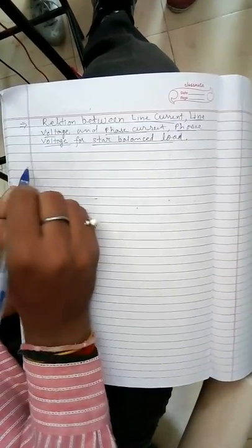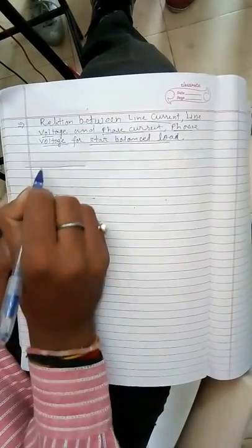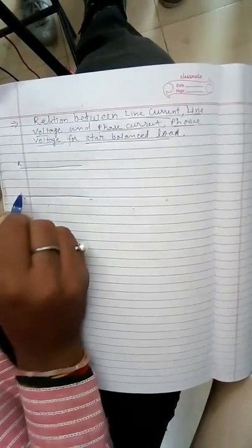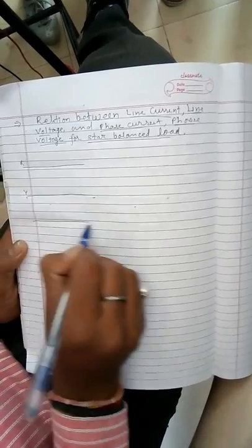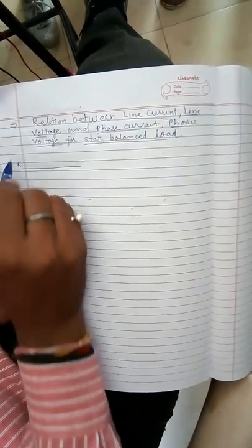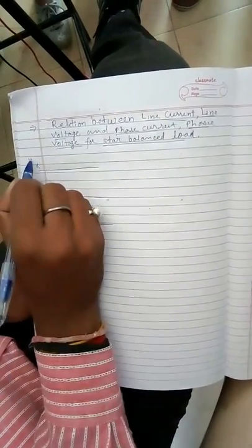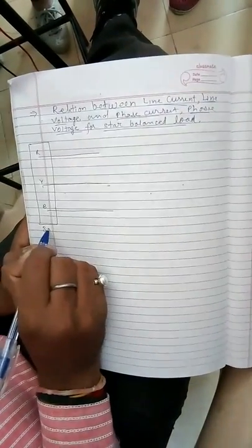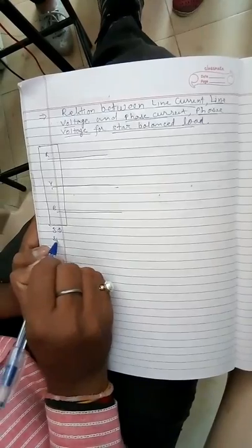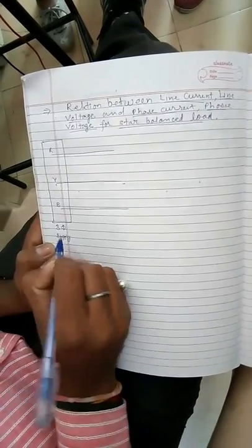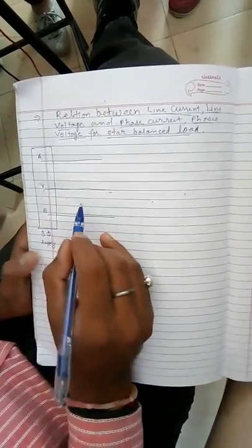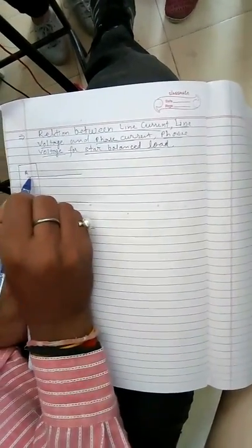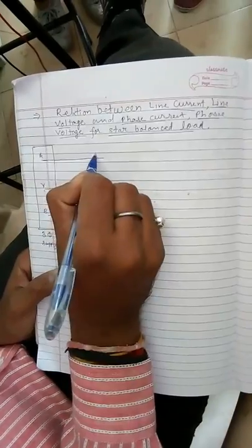Clear? So here, this is the R, this is the Y, and this is the B. We are considering this is a three-phase supply, R, Y, B. This is a three-phase supply. Clear? For measurement of the current passing through this line, we will call it the line current.